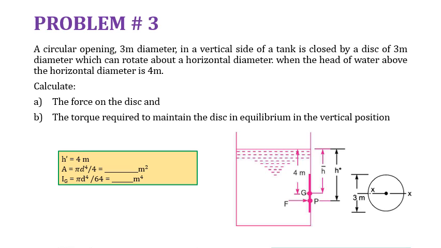Horizontal diameter indicates that it is passing through the center of this disc, which is the centroid. So the distance from this center, from this G point, to the water surface is 4 meter. So the location of this G point from the water surface is given. So basically H dash is given, which is 4 meter. We have to calculate the total pressure force on the disc, and the torque required to maintain the disc in equilibrium in the vertical position.